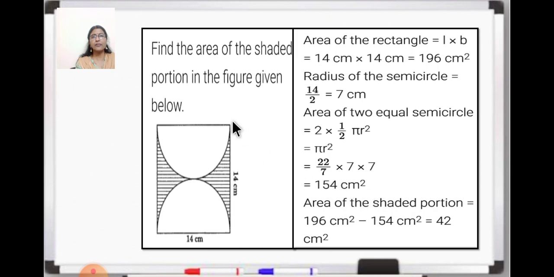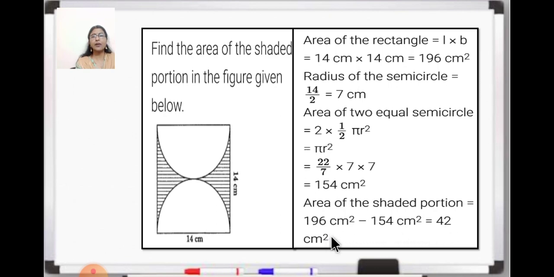Now what we have got, we know the area of this rectangle, we know the area of these two semicircles, so we have to subtract the areas to get the area of the shaded portion. Area of the rectangle is 196 and area of both the semicircles we got 154 centimeters square. So both the areas will subtract, then we'll get the area of this shaded portion, that is 42 centimeters square.